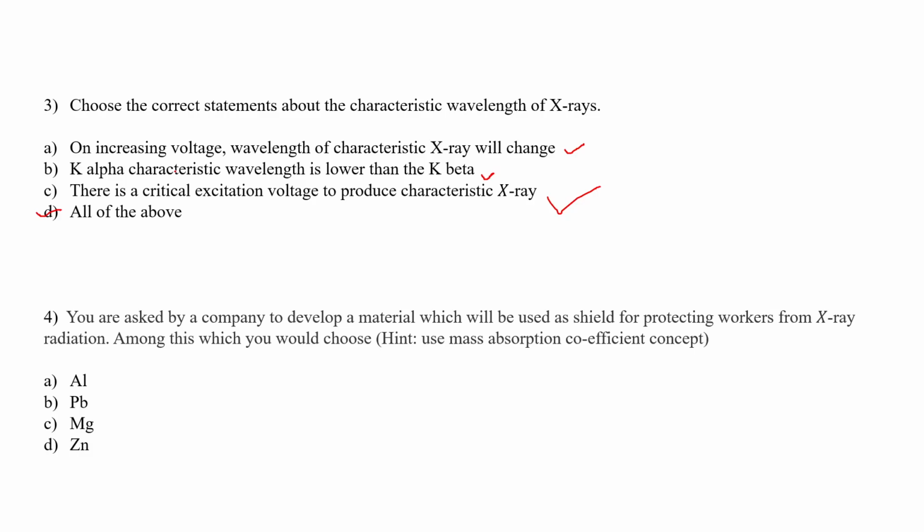The next question says that you are asked by a company to develop a material which will be used as a shield for protecting workers from X-ray radiations. Among these, which would you choose? Basically, lead is the material which absorbs all the X-ray radiation and doesn't allow the radiations to pass through. So according to this property, lead should be used as your protective shield from X-radiations. So lead will be the correct answer.